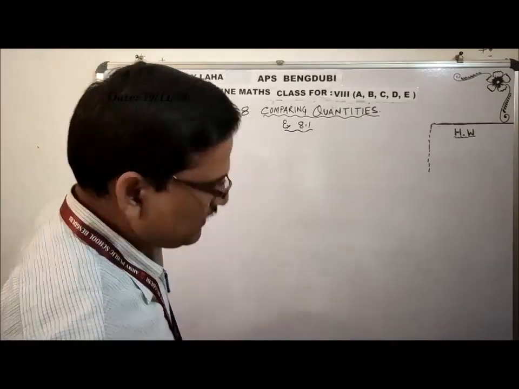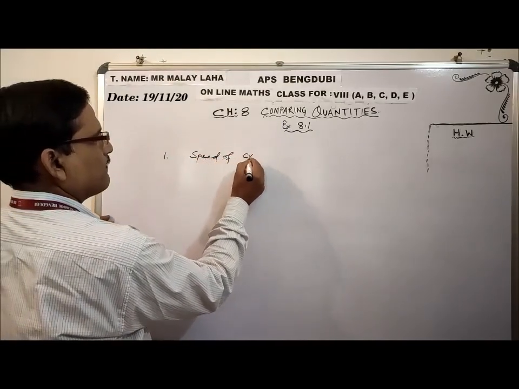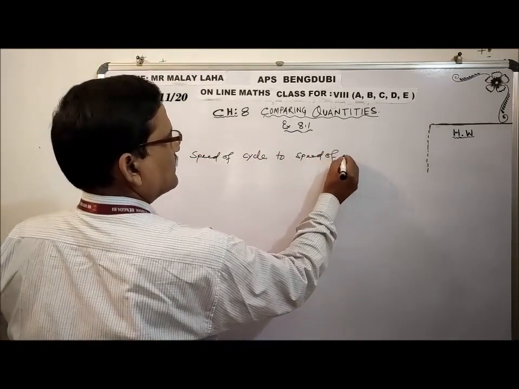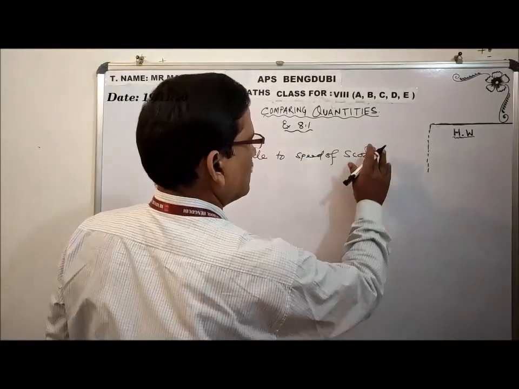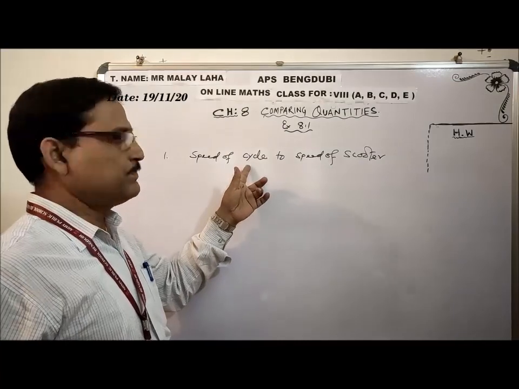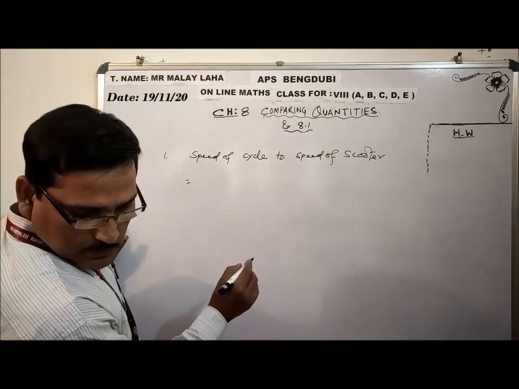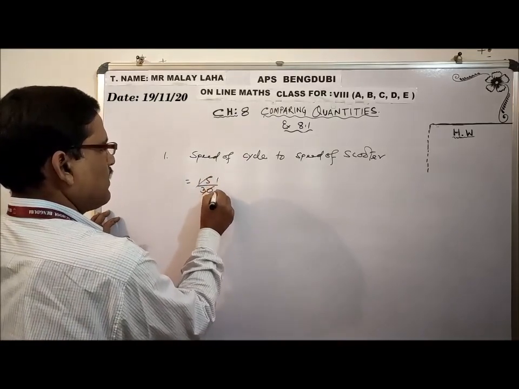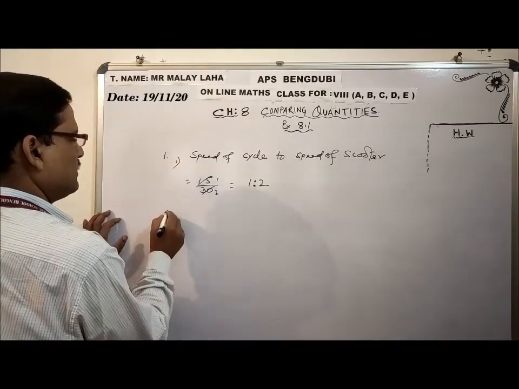Find out the speed of cycle to the speed of scooter. Double T here? No, singular, scooter. Both the things are different, but the speed is in kilometer per hour, the same quantity. That means 15 is to 30, cut, 1 by 2, that equals 1 is to 2. Part 1, part 2.